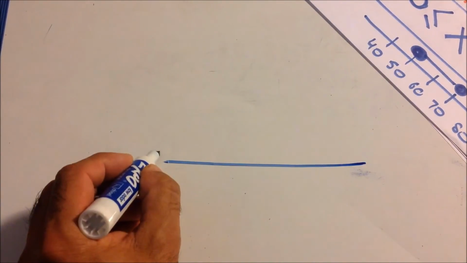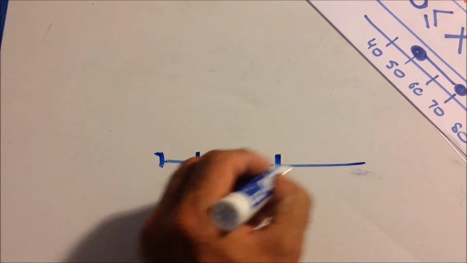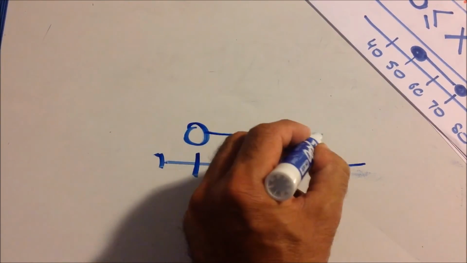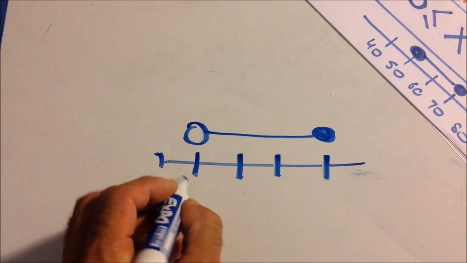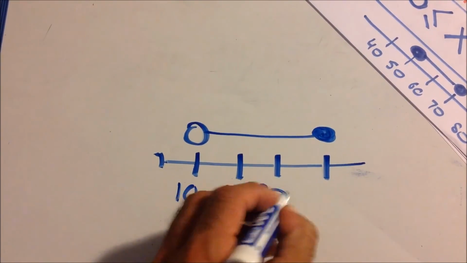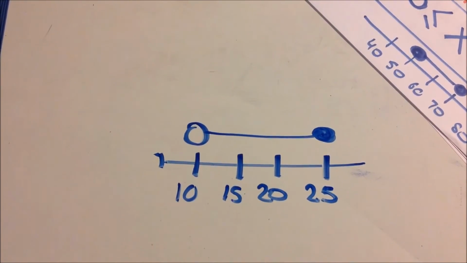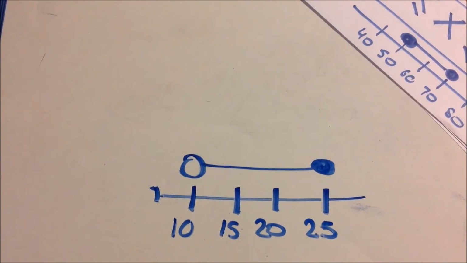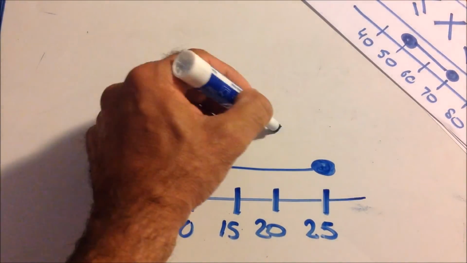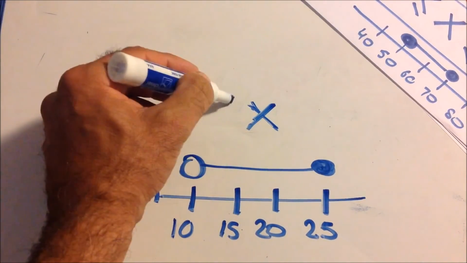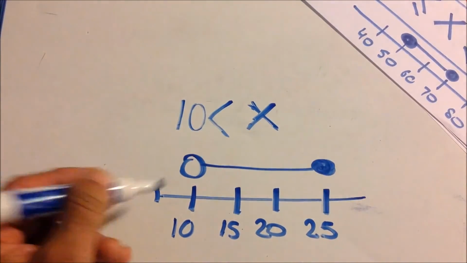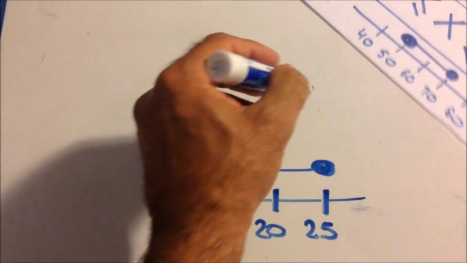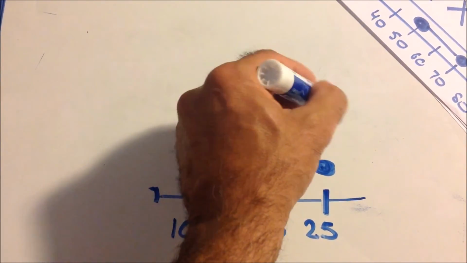Now, let's say you saw something like this on a graph. How would you write this? How would you write that if you saw that on a graph? Well, here, again, you're going to put x in the middle, and you're saying now that x has to be greater than 10, not equal to, because it's not filled in. But it has to be less than or equal to what? 25.